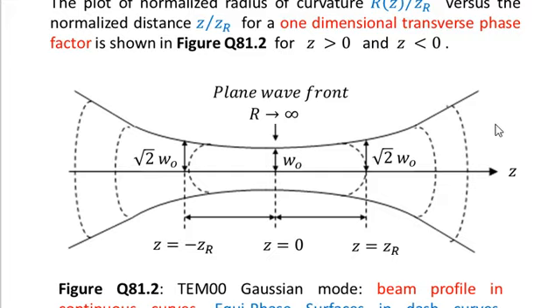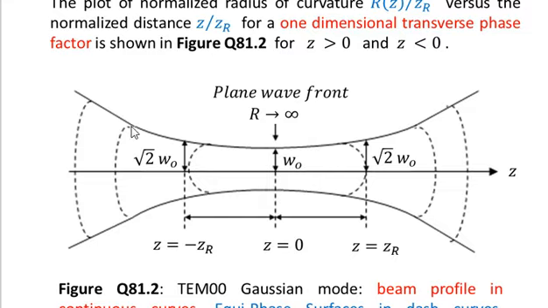So as the beam travels along the Z direction, the radius of curvature of the beam will increase. It means that the wavefront becomes smoother and smoother.